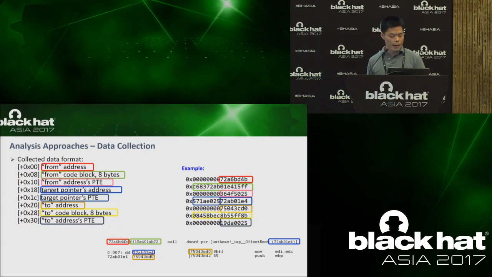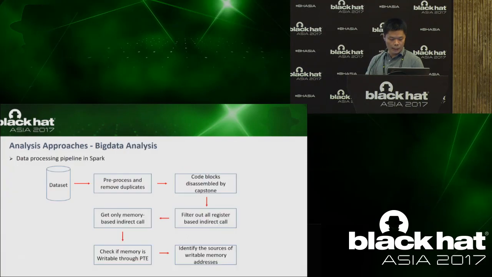So as you can see, when we collect this much data on each indirect call, and there are millions of indirect calls, the data file size goes up very fast. And that's why we need a big data system to help analyze the data. This is the processing pipeline, the data pipeline in Spark.